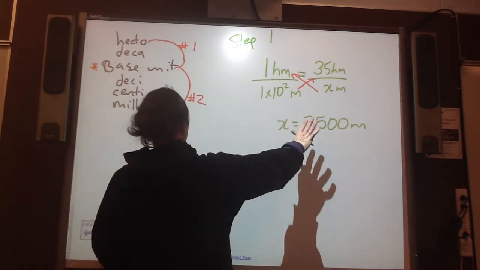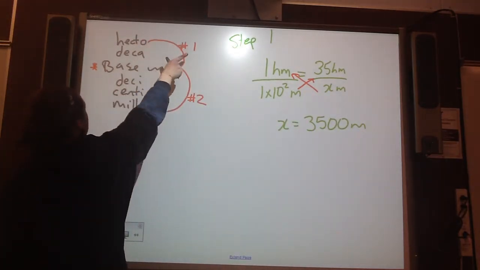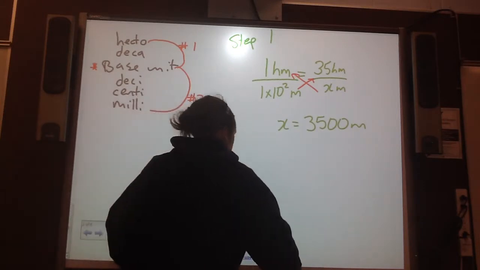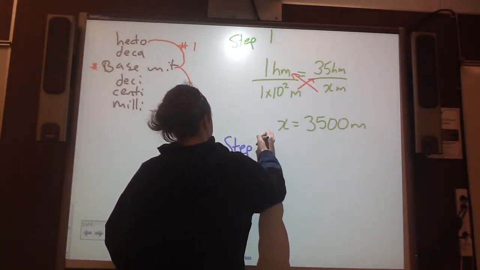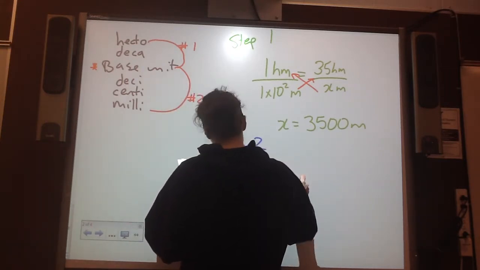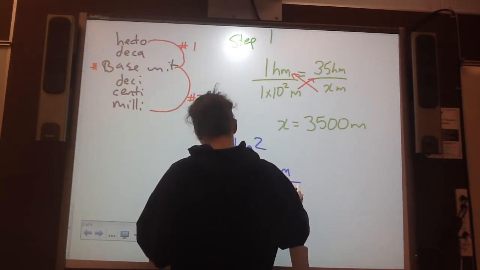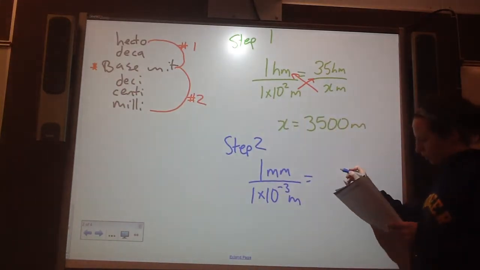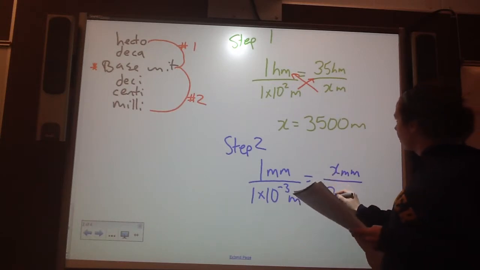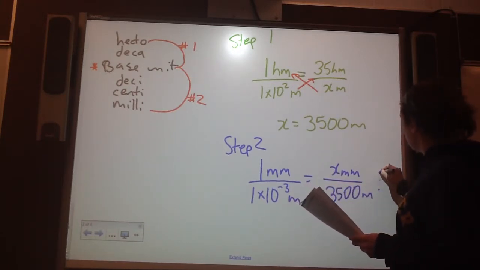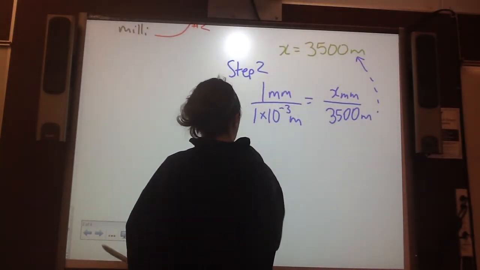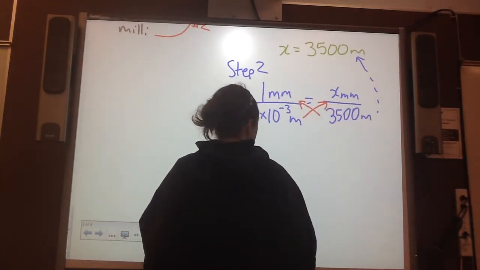Okay, so now I have my meters. That's my step 1 I just did. I just compared hectometers to my base unit. But my question asked me to put it into millimeters. So now I'm doing step 2. So now I have 1 millimeter is equivalent to 1 times 10 to the negative 3 meters. This is equal to x millimeters divided by 3,500 meters. That was my answer from step 1.